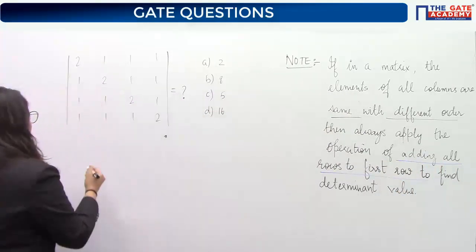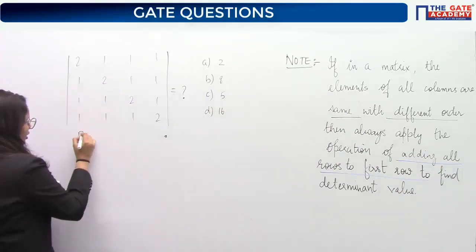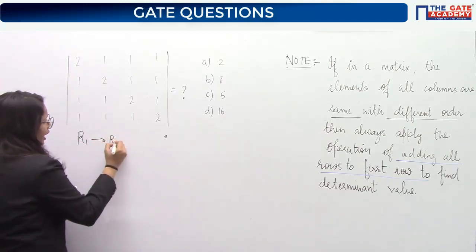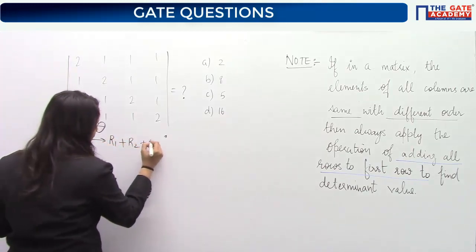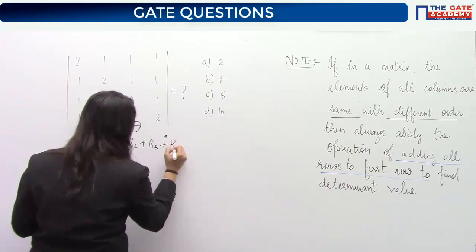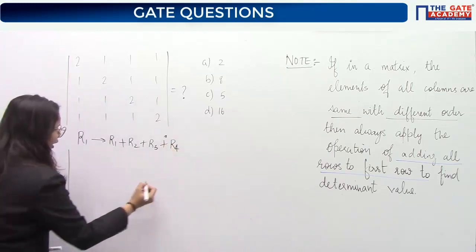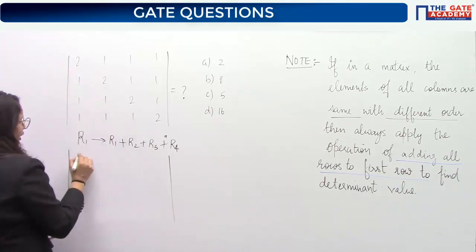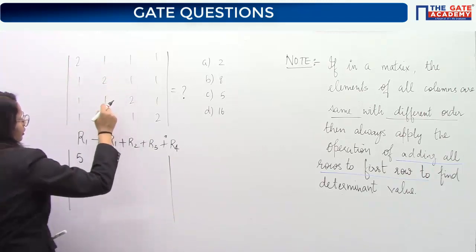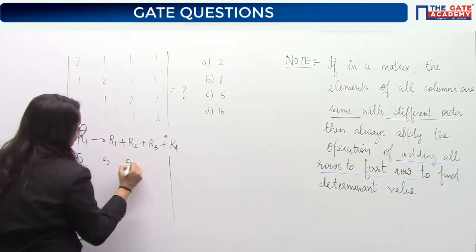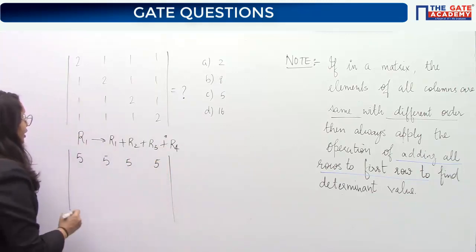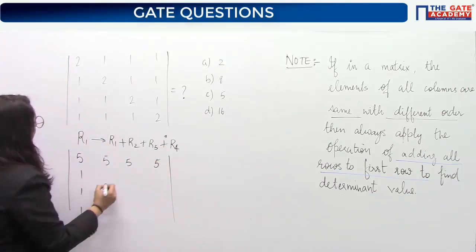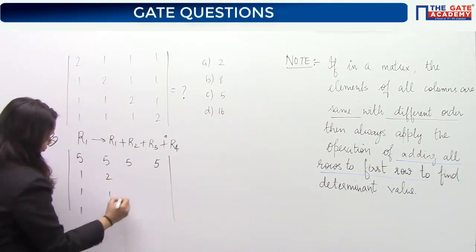Why? Because if I do so, let's do this operation, that on the first row you add all the rows like this. Then tell me what will you get as your row 1? 2 plus 1 plus 1 plus 1, 5. Again 1 plus 2 plus 1 plus 1, again it will be 5. Similarly you will get all 5s here and the rest of the elements will remain the same.